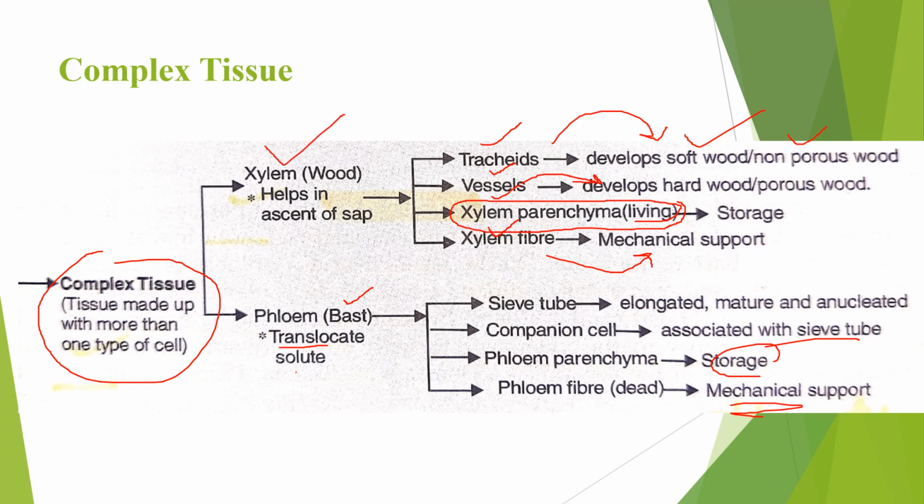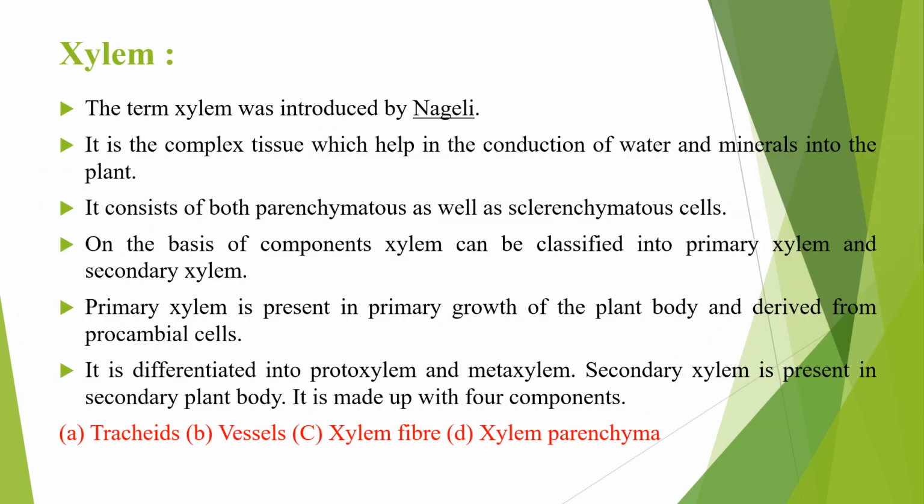The first one is xylem, which helps in the translocation of sap, that is mineral and water. But the phloem helps in translocation of solute, that is food. The xylem is divided into 4 components: tracheid, vessel, xylem parenchyma, and xylem fiber. Phloem also has 4 components: sieve tube, companion cell, phloem parenchyma, phloem fiber.